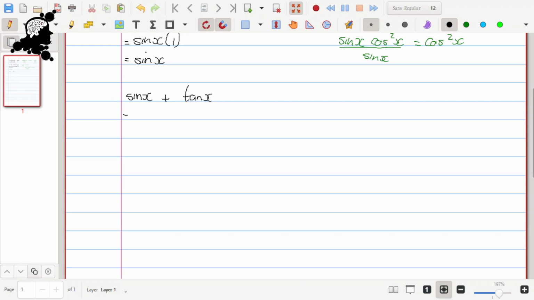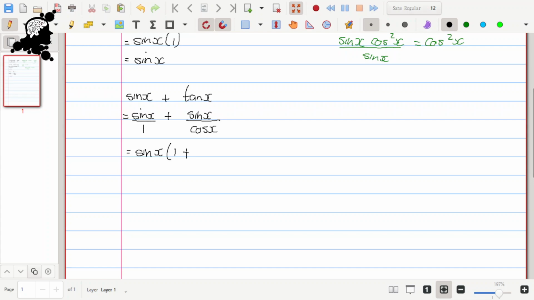But you will remember from the identities that I can write tan of x as sine of x divided by cos of x. Now, the first term that we have here, you can think of this as a fraction over 1. Both my numerators are sine of x, so I can think of my common factor as being sine of x here. Now, sine of x divided by my common factor, which is sine x, will give me 1.